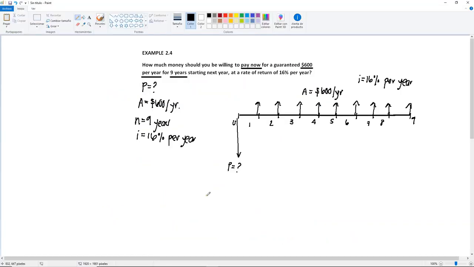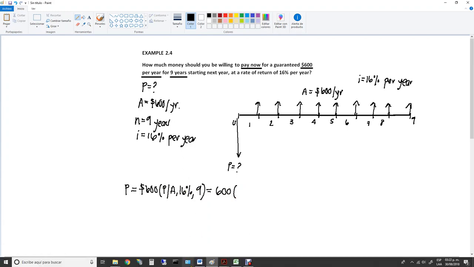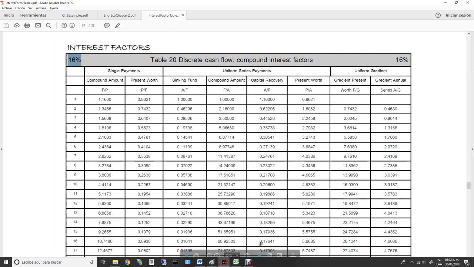Okay, so let's go back to the problem. Let's use the tabulated factor first. So you have P equals 600, which is your A, and then it's going to be find P given A. Remember that the first letter is the one that you're trying to find, and the second one is the one given. You insert the I, and then the N, which is for 9 years. So it's going to be equal to 600, and then we're going to look this up in our factor tables.